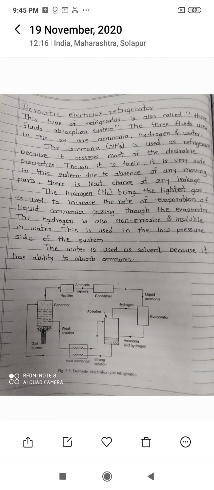The three fluids are, first, ammonia, which acts as a refrigerant. Second, hydrogen, which is the lightest gas, which is used to increase the rate of evaporation of ammonia in the evaporator. And third, water, which acts as an absorbent. So this is about this domestic Electrolux refrigerator.